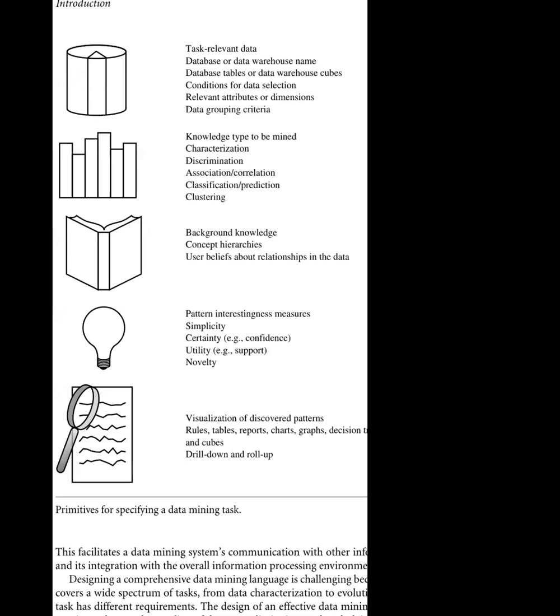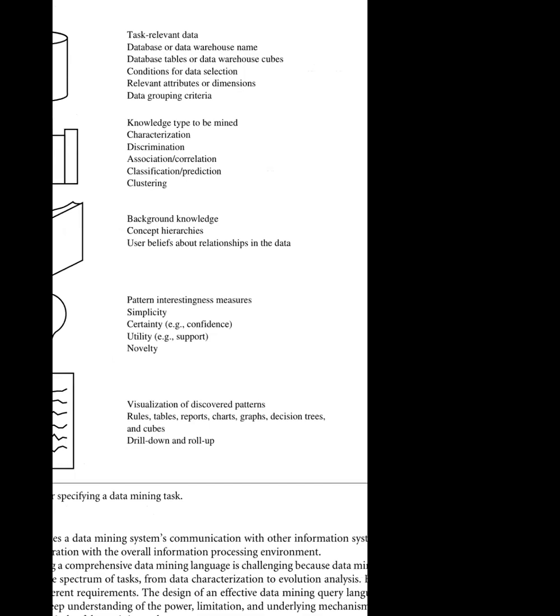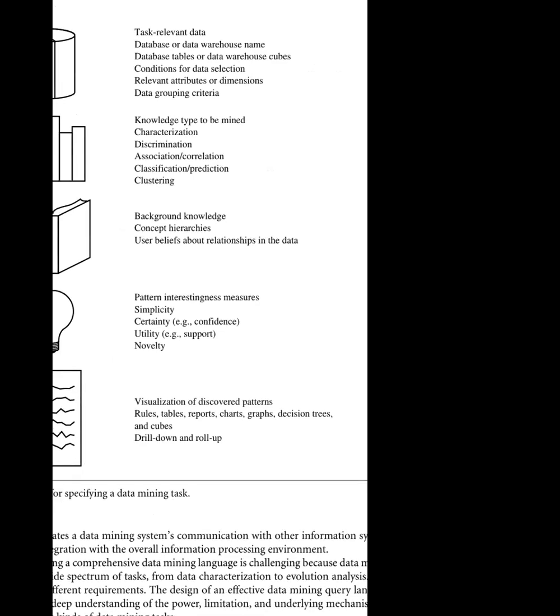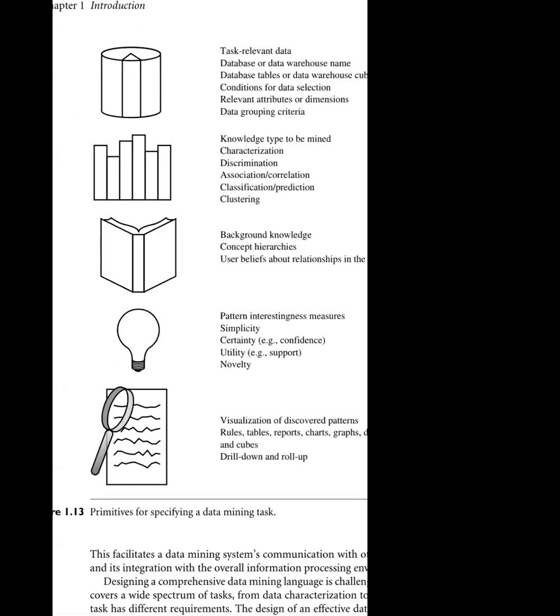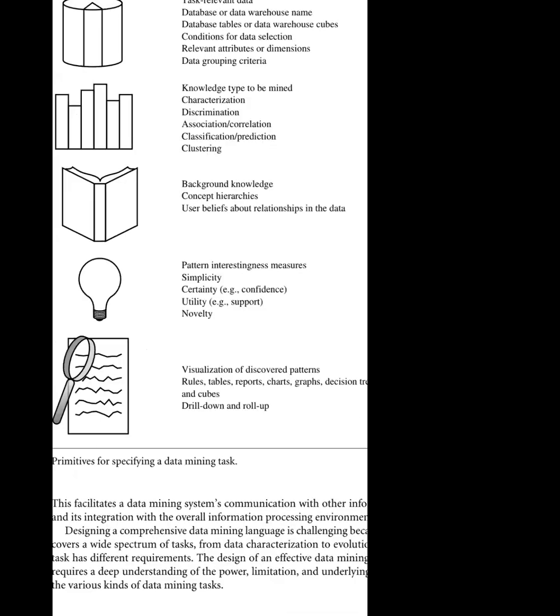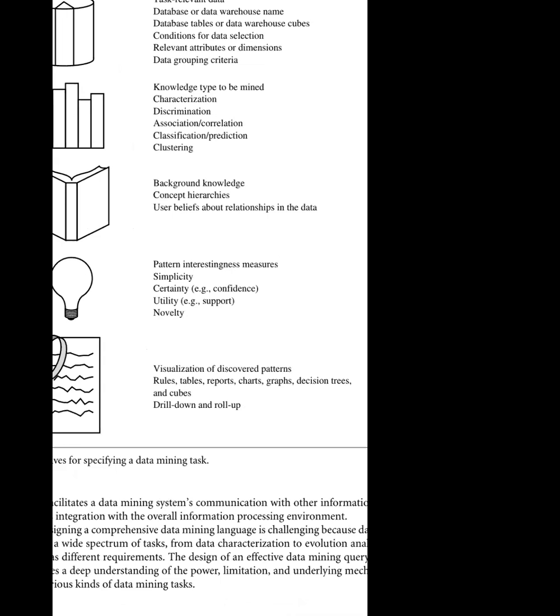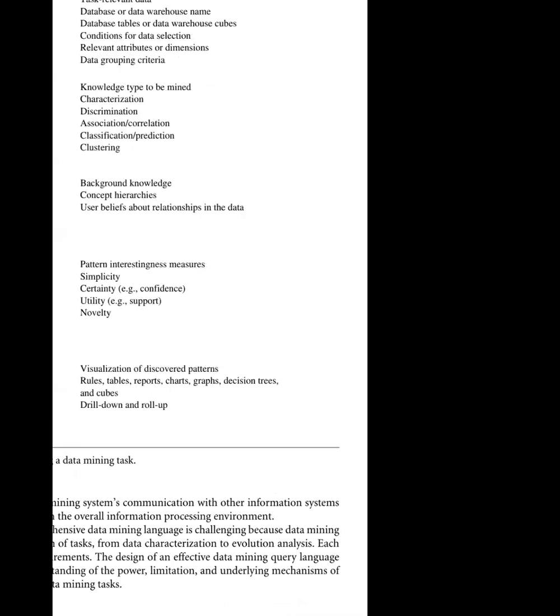And then the last concept, the fifth primitive, is the visualization of discovered patterns. That is rules, tables, reports, charts, graphs, decision trees, and cubes, with drill down and roll up; the related data you have to display on screen. These are the primitives of specifying a data mining task. These facilities of a data mining system are communication with other information systems and its integration with the overall information processing environment.